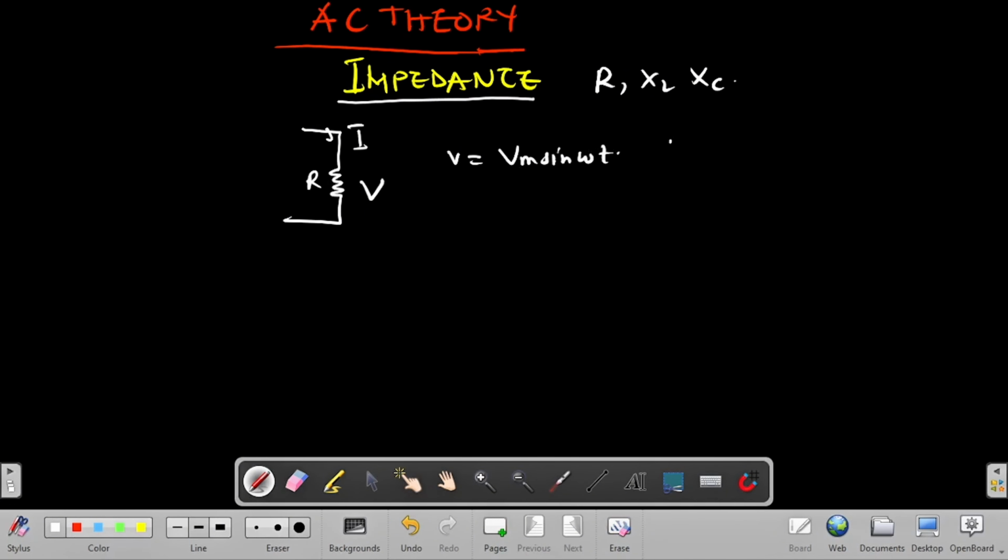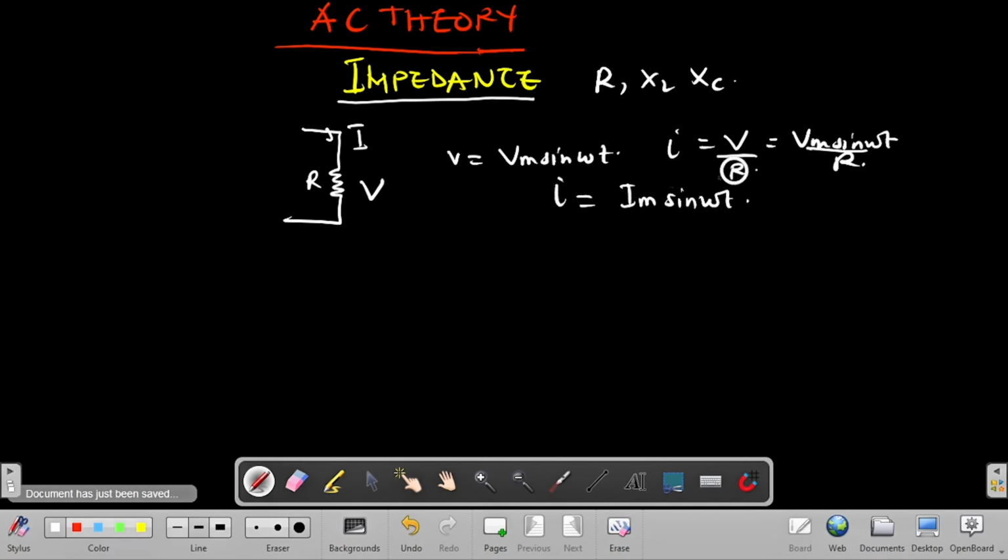So here, to find the current flowing through this branch, it is simply V over R, simple Ohm's law. You can see the V and the I are just in the same phase. So my current then becomes Vm sine omega t over R, and therefore my current is simply Vm over R, which gives me my Im sine omega t. So from here, I have my I and my V well defined.